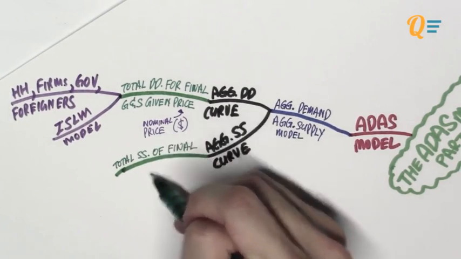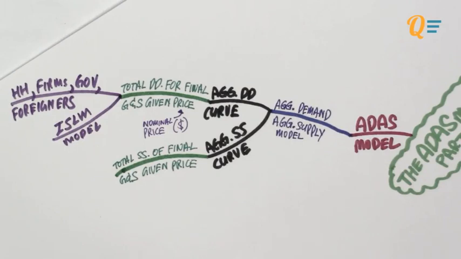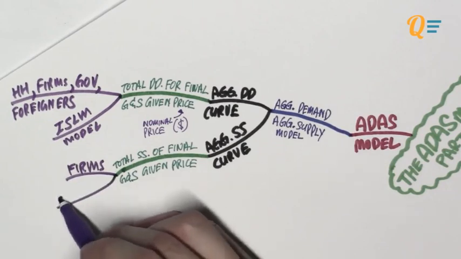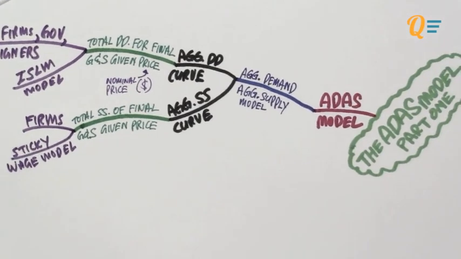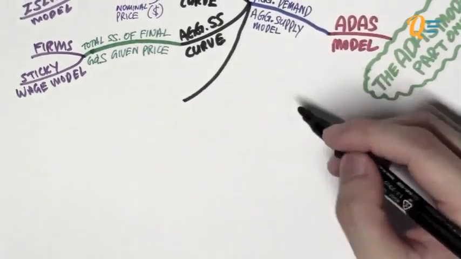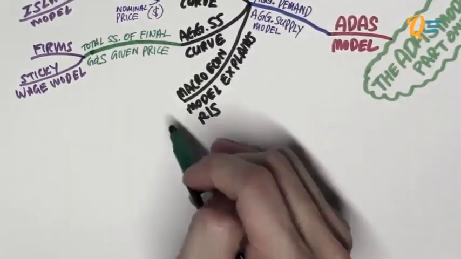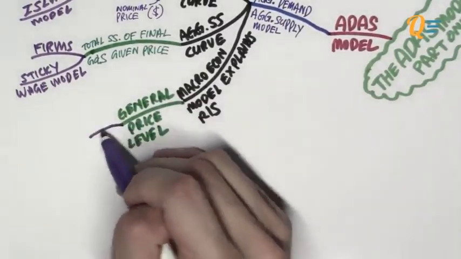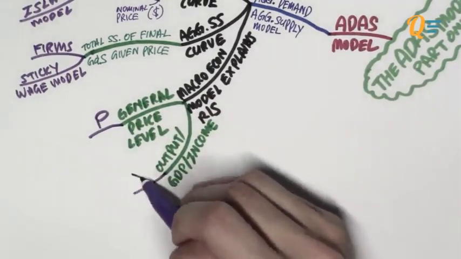Aggregate supply, on the other hand, is the total supply of final goods and services given a certain price level in an economy. And obviously, it is the firms that are providing this supply. We're also going to learn about the sticky wage model, which is not very important, but we're going to learn how it's actually used to derive the aggregate supply curve and why the aggregate supply curve is upward sloping. So basically, the ADAS model is a macroeconomic model that explains the relationship between the general price level, which we denote as P, with the output GDP or income, which we denote as Y.